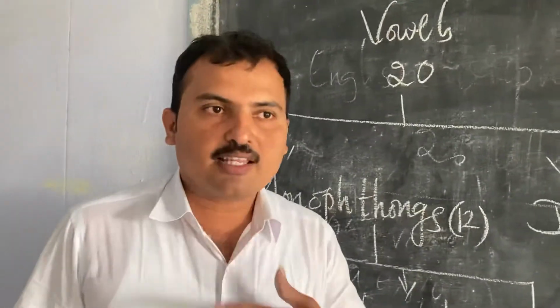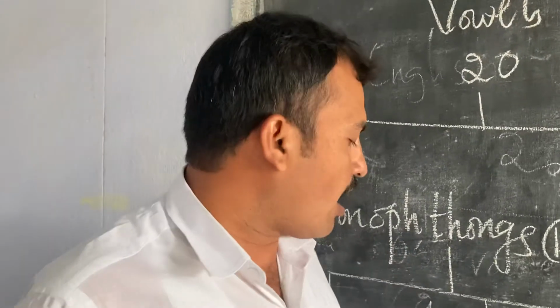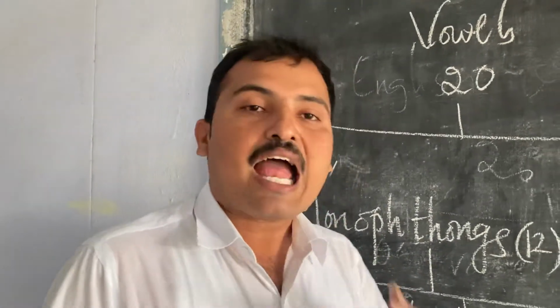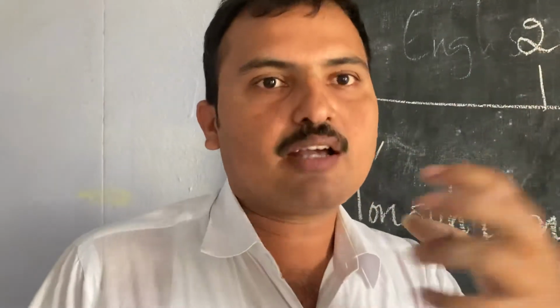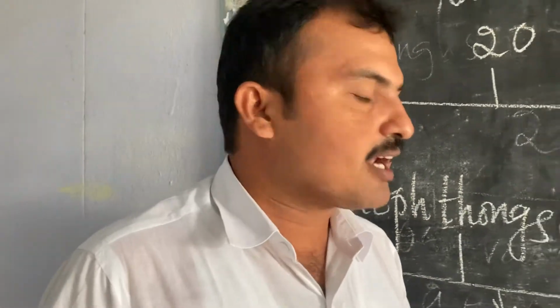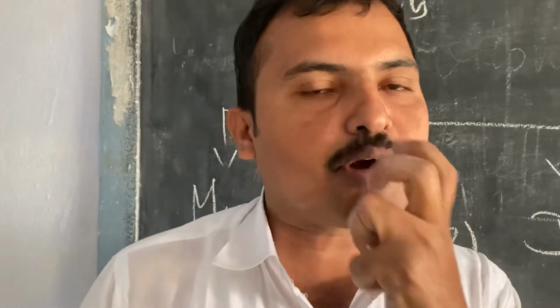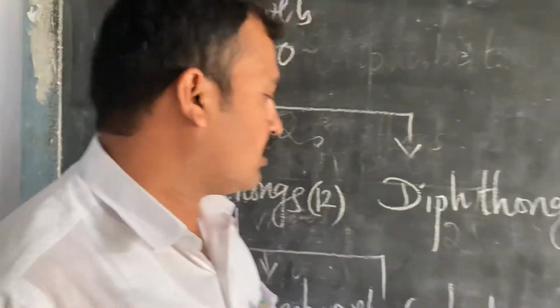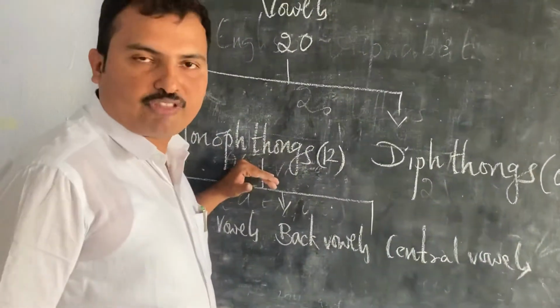Front vowels are the vowels that are articulated from the very beginning of the mouth. The vowels that are articulated from the back of the mouth are called back vowels, and the central vowels are the vowels that are articulated from the central part of the mouth, which are 3 in number. See, these three categories come under monophthongs.